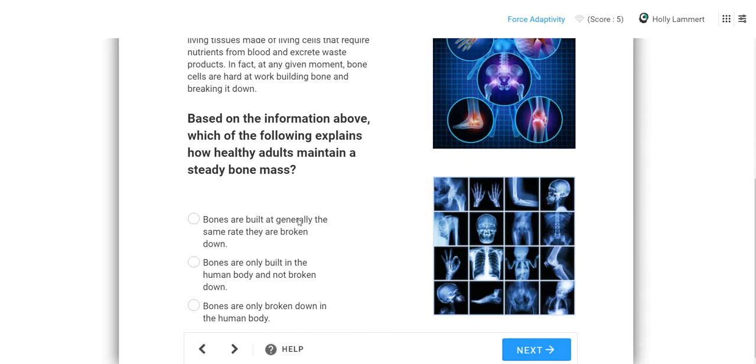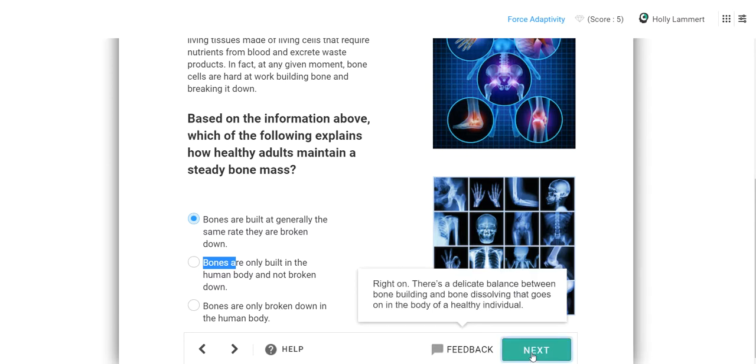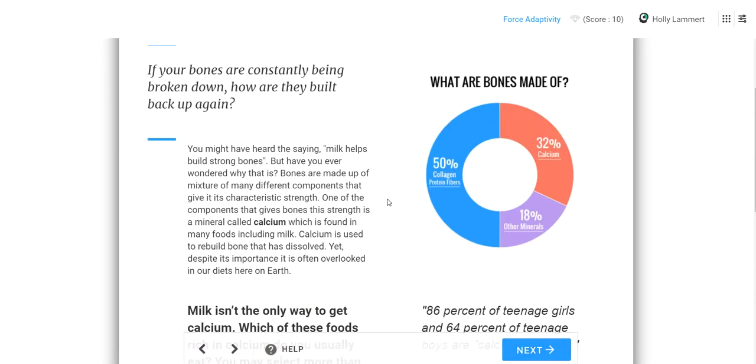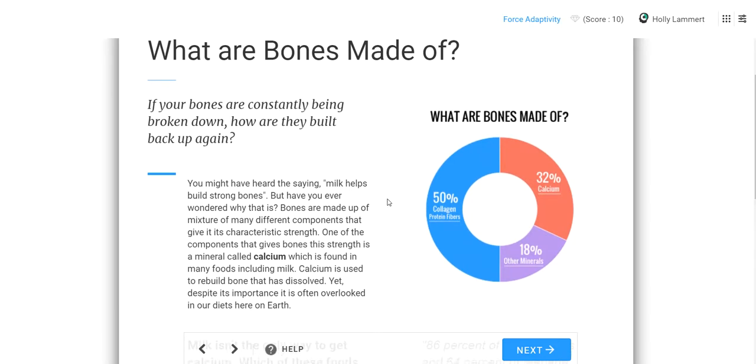Based on the information above, which of the following explains how healthy adults maintain a steady bone mass? Bones are generally built at the same rate they're broken down. Bones are only built in a human body and not broken down. Bones are only broken down. Okay, that would be homeostasis, building up and breaking down in a balance.